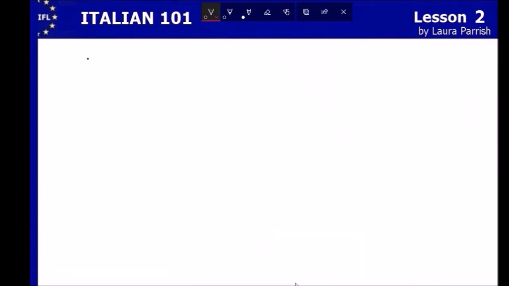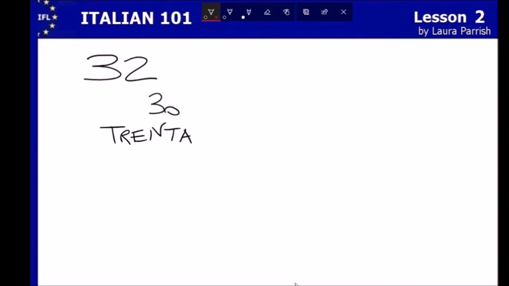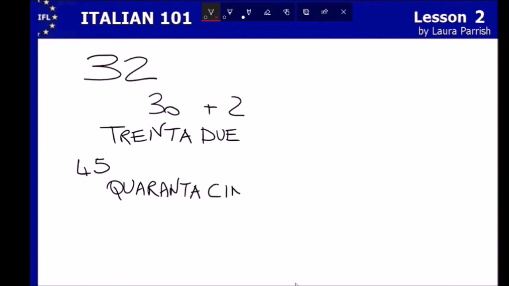Now, if you want to write the number 32, you have to write in Italian 30, like you do in English, because 30 means 30, and then you add the number 2. So 32. If you want to write the number 45, it is the same. You say 40, because 40 means 40, and then you add the number 5, 45.